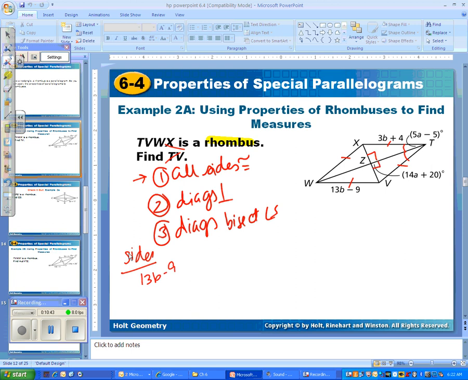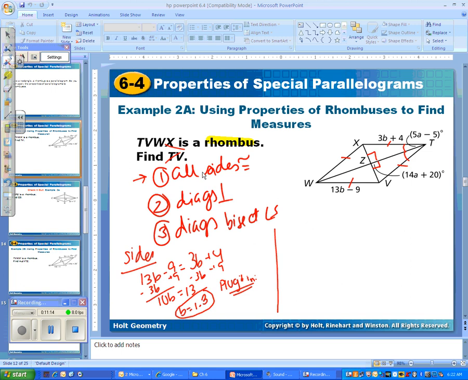13b minus 9 equals 3b plus 4. Get the variables on the same side. So now we have 10b equals 13, and b is going to equal 1.3. And then this is not your final answer. Remember, the next thing you're going to have to do is plug it in, and that'll tell you how long the sides are. All right? Okay, so that's how we can figure out the side lengths.